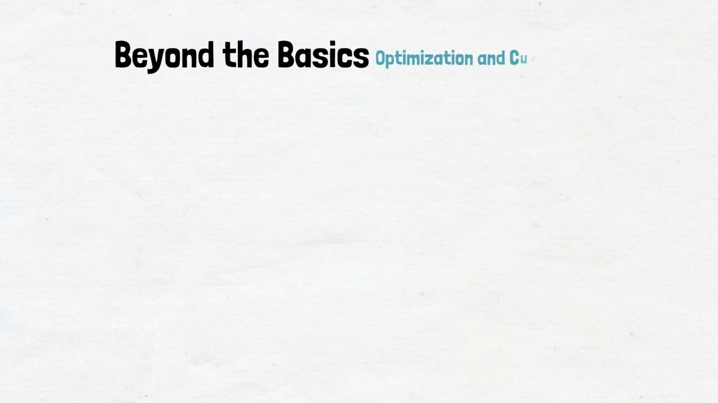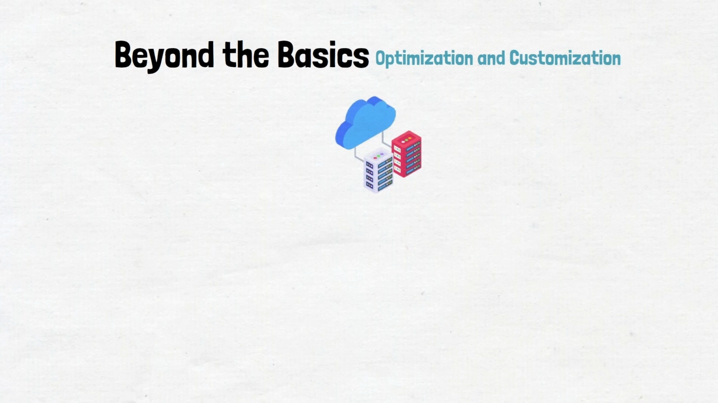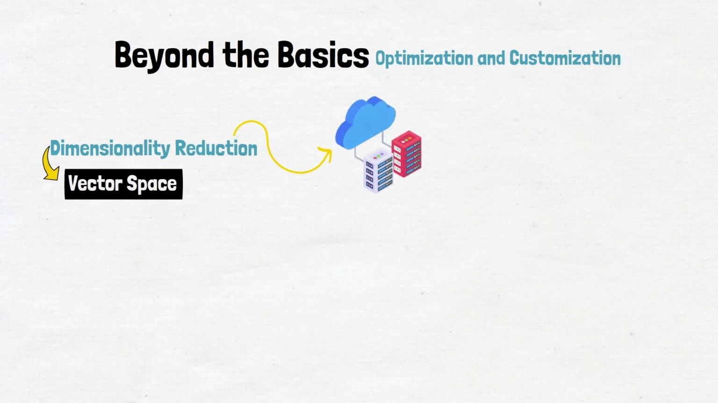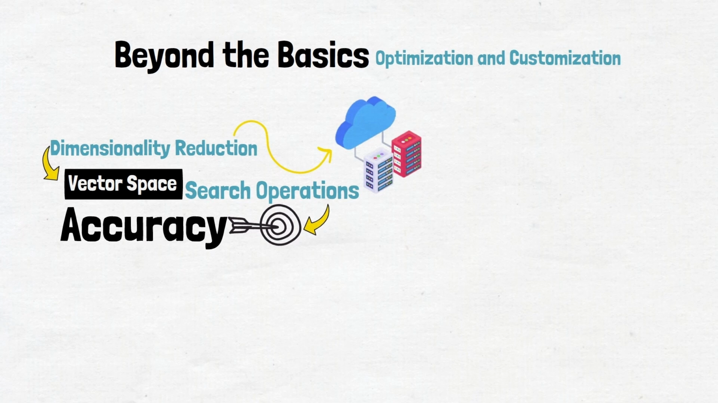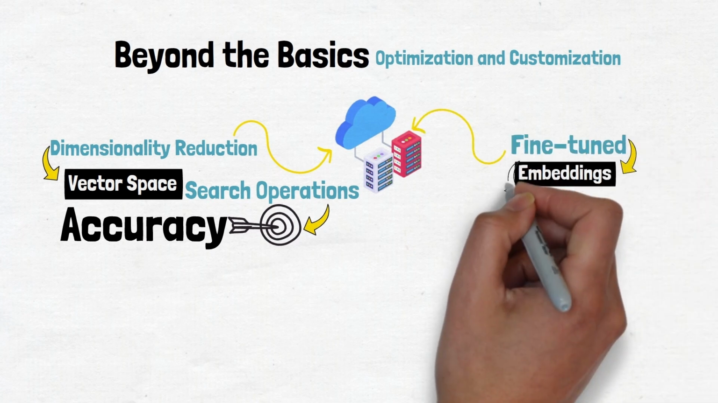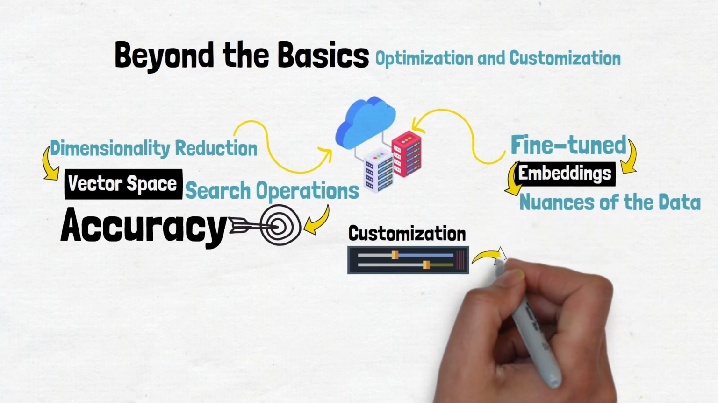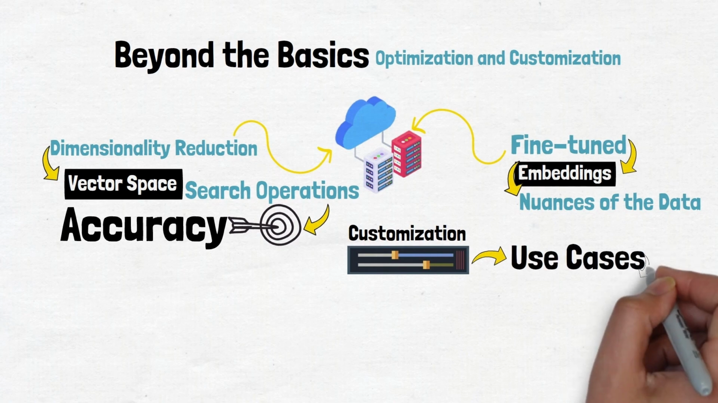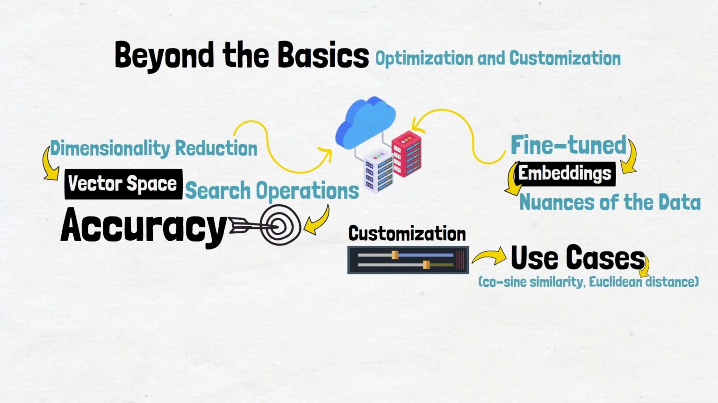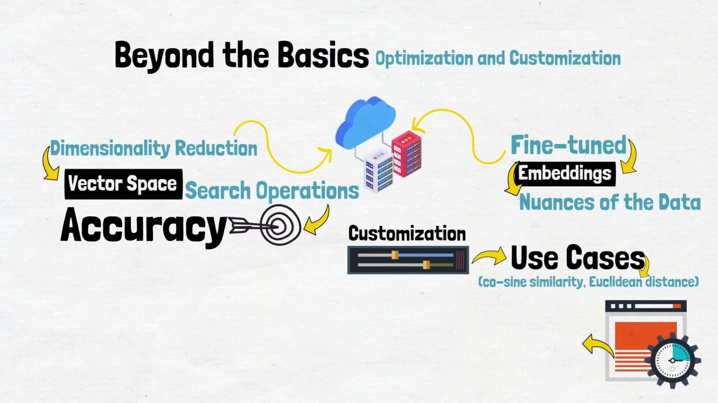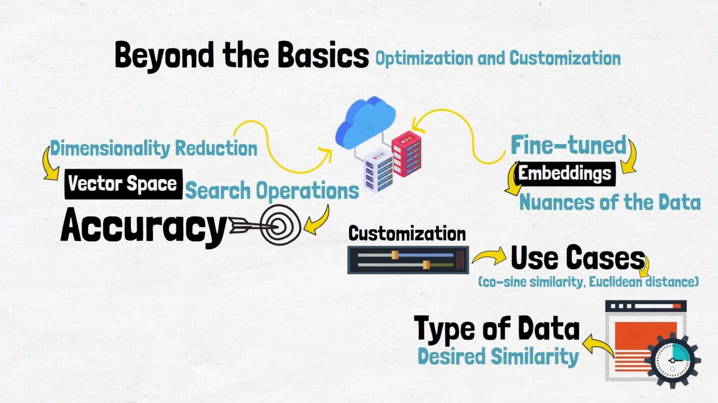Beyond the basics, optimization and customization. To further enhance performance, modern vector databases incorporate various optimization techniques. These may include dimensionality reduction to simplify vector space, thereby speeding up search operations without significantly compromising accuracy. Machine learning models can also be fine-tuned to generate more discriminative embeddings that better capture the nuances of the data. Customization options allow users to tailor the database behavior to specific use cases. For instance, the choice of distance metrics such as cosine similarity or Euclidean distance can be optimized based on the type of data and the desired notion of similarity.